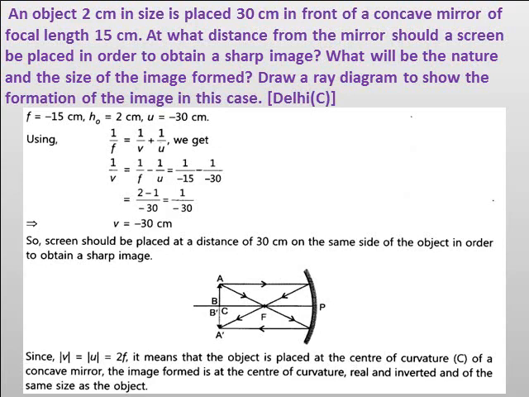But diagrammatic knowledge alone will not fetch you marks in CBSE board exam. You have to solve it. So, first write the mirror formula. 1 by f is equal to 1 by v plus 1 by u, and substitute it and you will get v equal to minus 30 centimeters. Now, draw the ray diagram. Then magnification. The height of the object is given as 2 centimeter, the height of the image will also be 2 centimeters.